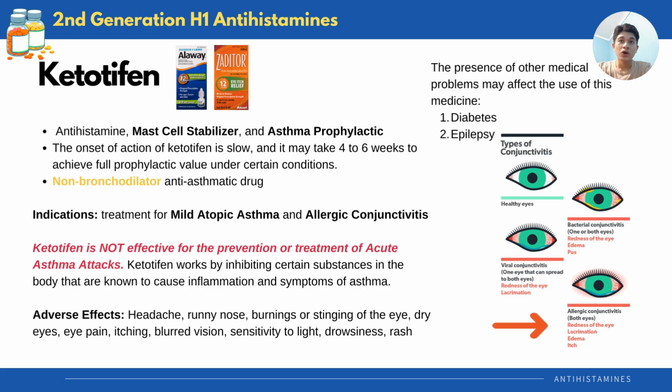Ketotifen is also a non-competitive histamine antagonist and a mast cell stabilizer. Administered orally, it functions as a non-bronchodilator anti-asthmatic drug by inhibiting the effects of endogenous substances known to be inflammatory mediators. It is indicated for the treatment of mild atopic asthma and allergic conjunctivitis, but it doesn't have an effect in preventing or treating acute asthma attacks, and it only works by inhibiting certain substances in the body that are known to cause inflammation and symptoms of asthma.